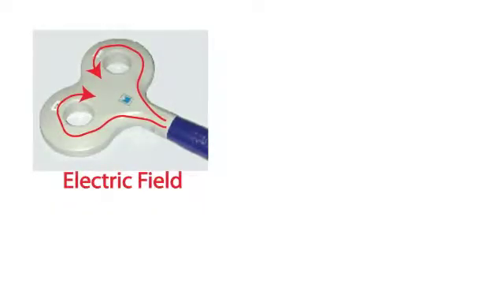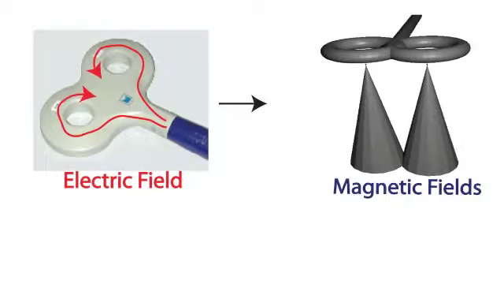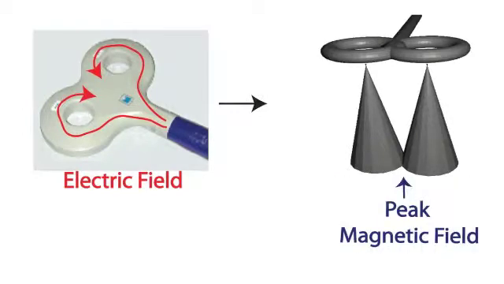When we turn on the machine, current will flow through the coils, generating an electric field. Current flowing always generates magnetic fields. Here we have two coils, so we get two magnetic fields shown as these two cones. Where the magnetic fields overlap, we have the peak magnetic field. So we try to focus this area over the part of the brain we want to affect.